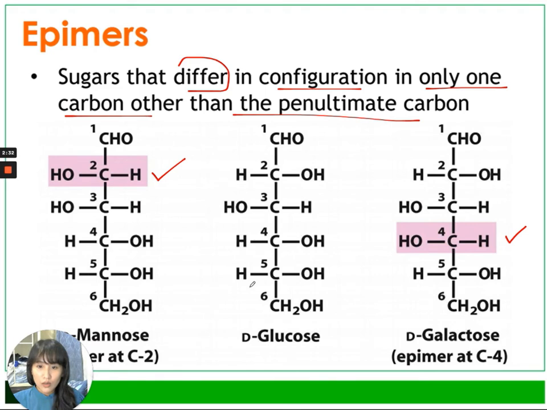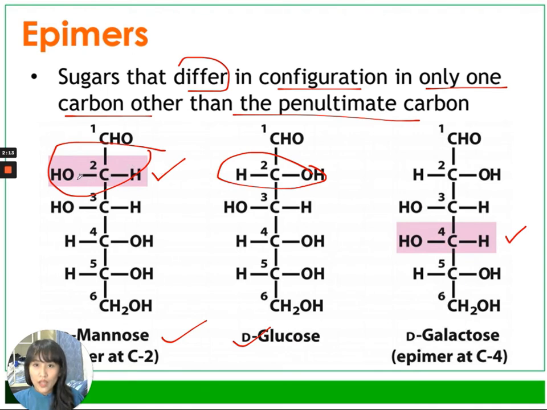As you can see here, D-mannose and D-glucose are epimers. There is a difference in the configuration on the second carbon, or the first chiral center. In D-mannose, the hydroxyl group is on the left, while in D-glucose, the hydroxyl group is on the right of the penultimate carbon, which is carbon number 2.